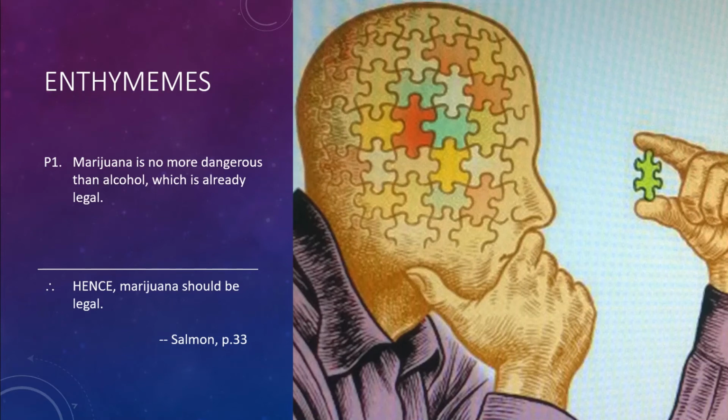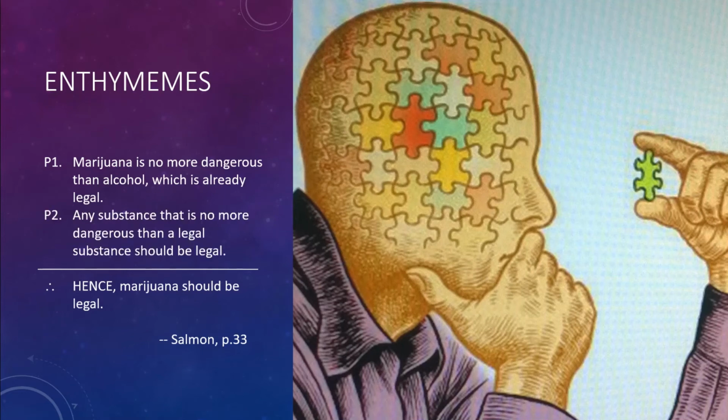There's a number of ways of filling this in, but something along the lines of the following is probably what's being assumed. Premise 2: any substance that's no more dangerous than a legal substance should be legal. So the argument reads: marijuana is no more dangerous than alcohol, which is already legal. Any substance that's no more dangerous than a legal substance should be legal. Hence, marijuana should be legal.